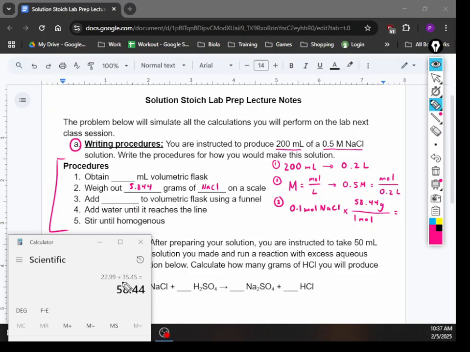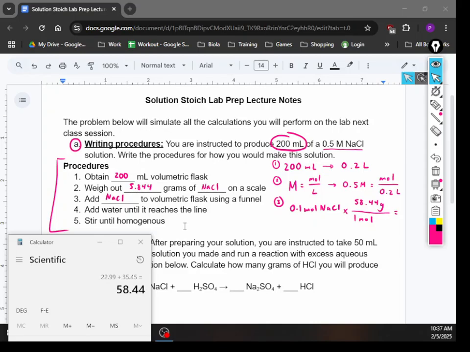All right, and then to finish up the procedures, first blank, obtain a 200 milliliter volumetric flask. It's whatever size of solution you want to make. And then you're going to weigh out the chemical on a scale. You're going to add the NaCl to a volumetric flask using a funnel. And then you're going to add water till it reaches the line. And then you're going to stir until it's homogeneous.